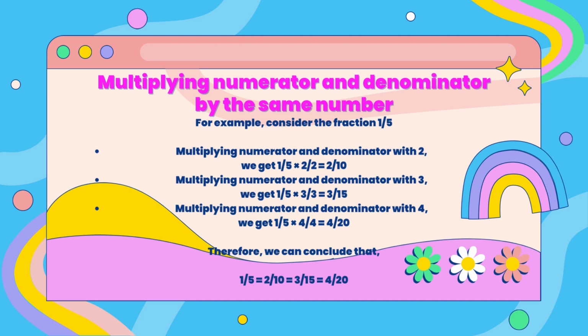For example, consider the fraction 1 over 5. Multiplying numerator and denominator by 2, we get 1 over 5 times 2 over 2 is equal to 2 over 10. Multiplying by 3, we get 1 over 5 times 3 over 3 is equal to 3 over 15. Multiplying by 4, we get 1 over 5 times 4 over 4 is equal to 4 over 20. Therefore, we can conclude that a fifth is equal to 2 over 10, is equal to 3 over 15, is equal to 4 over 20.